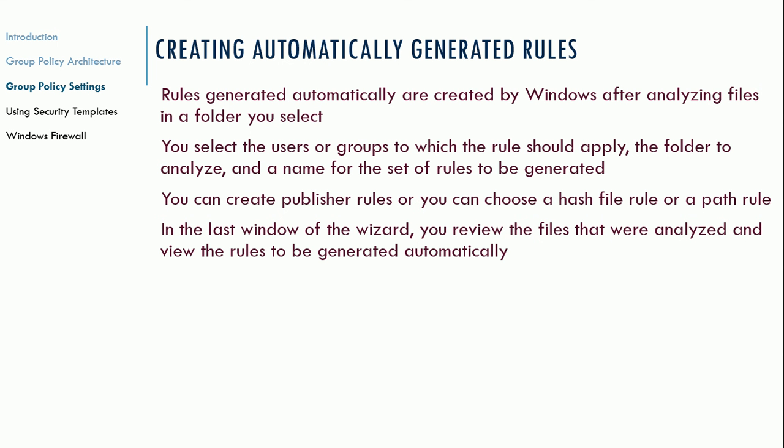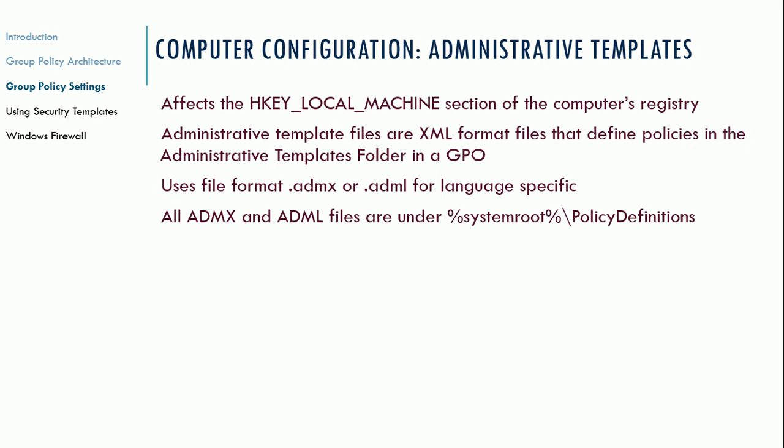So you can use automatically generated rules that are created by Windows after analyzing the files in a folder that you select. In other words, if you have an application that you want to allow users to use, you can have it analyze those files, and it will create a rule for you, which you can then publish. So you could use that as well.